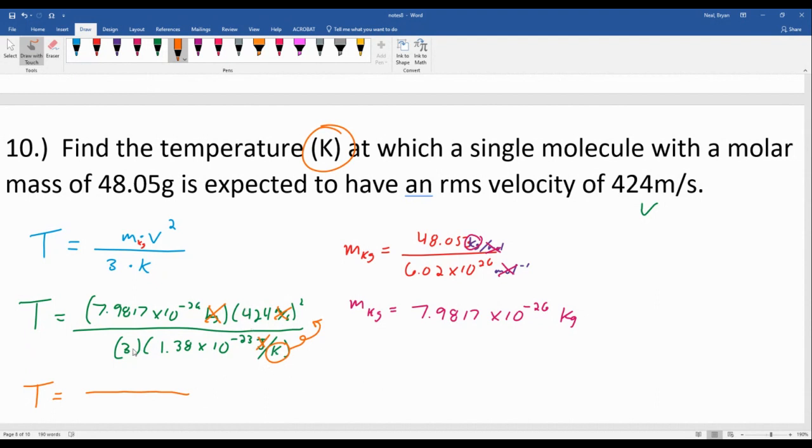So the bottom's probably easier. 3 times Boltzmann's constant is 4.14 still times 10 to the -23. Then on the top, this number to the 10 to the -26 times 424 times 424 again is roughly 1.43492 times 10 to the, looks like -20. Then Kelvin was all that was left over from earlier. Then to get a final answer, we want to divide those carefully in the calculator. You may need more parentheses around the bottom to make it work. But eventually you should get 346.60.